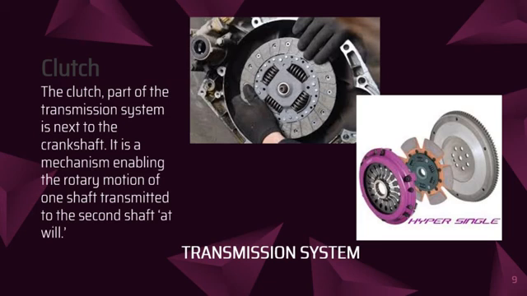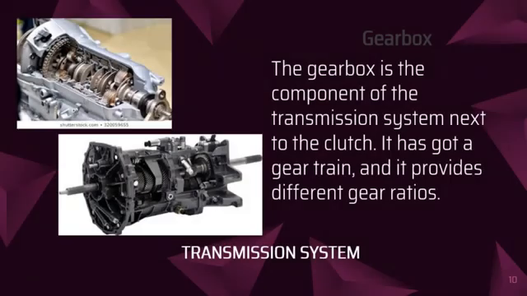The second part of the transmission system is the gearbox. So the gearbox is the component of the transmission system next to the clutch. It has got a gear train and it provides different gear ratios. These ratios determine the rotary speed of the output shaft from the gearbox.